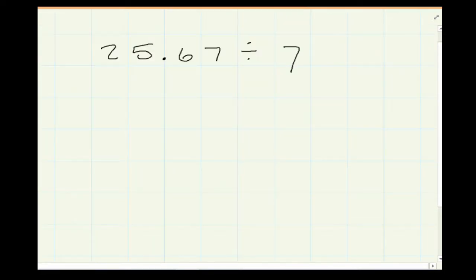Just to add, if you are going to divide using the bus stop method and you're going to be using decimal amounts, I'm going to suggest that when you give your answer and you get a remainder, you go further down the place values into the decimals.